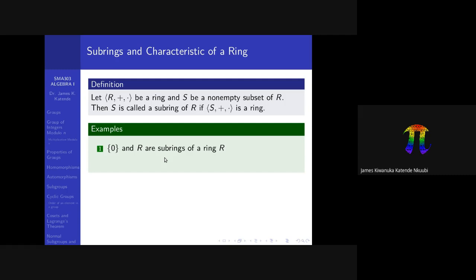So the simplest cases of subrings would be the set containing only the zero element and the set containing R, I mean the whole ring R. These are the simplest examples of subrings you can think of. We saw earlier that the integers and the rationals are all rings, but they are also subsets of a bigger ring, the real numbers. So they become subrings of the ring of real numbers under the usual addition and multiplication.